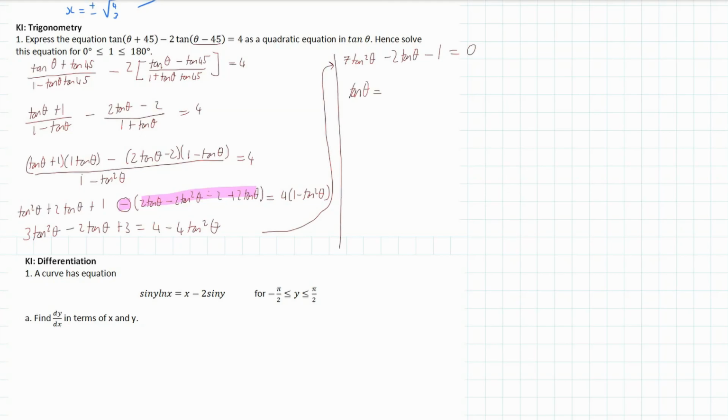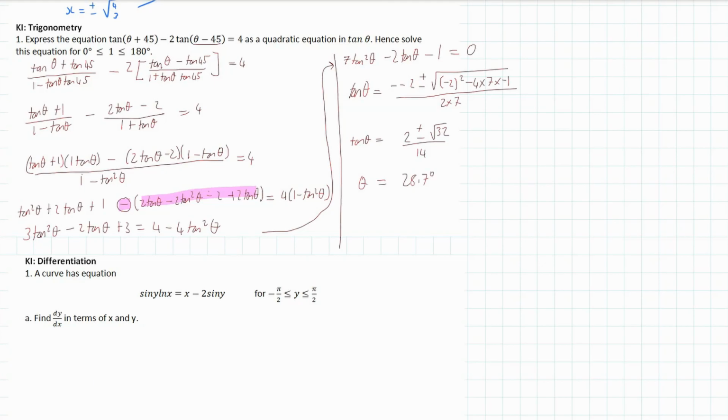So tan theta equals minus minus 2 plus or minus the square root of minus 2 squared minus 4 times 7 times minus 1, all over 2 times 7. Now we get tan theta equals 2 plus or minus square root 32 over 14, and so we get theta equals the inverse tan of that, so 28.7 degrees is one of my results.